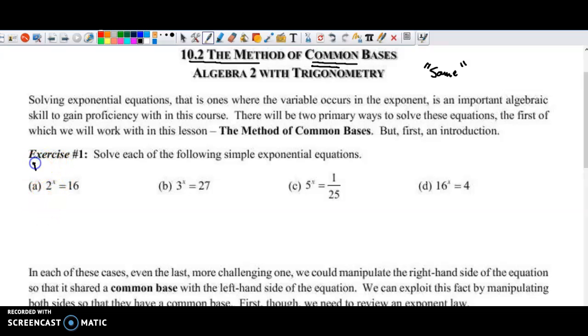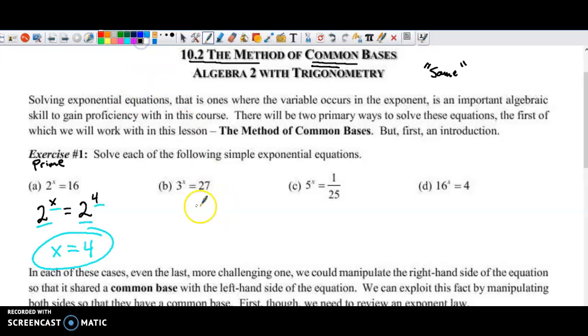Now, here's my hint for anybody that knows what a prime number is: you can't change a prime number. 2 is a prime number. Its only factors are 1 and 2. So chances are you have to change 16 to be a base of 2. And then you can guess and check. You can use your fingers. 2, 4, 8, 16. That took 4 2's to get there. But the whole point is, if the bases are the same, then the exponents must be the same. So x must equal 4.